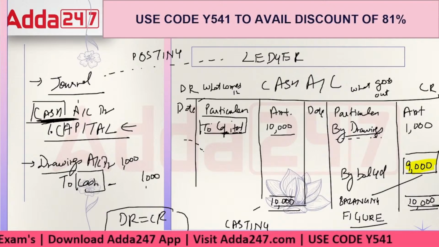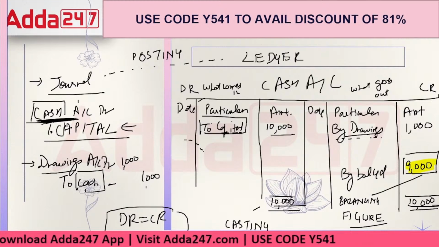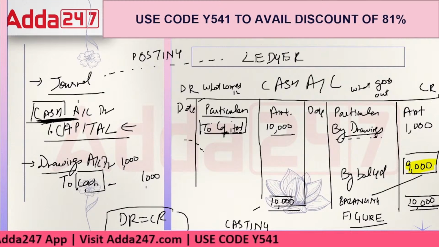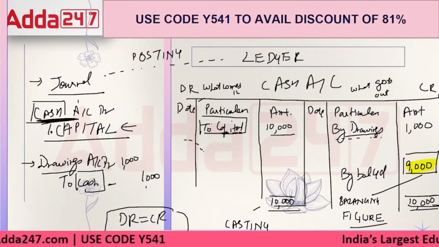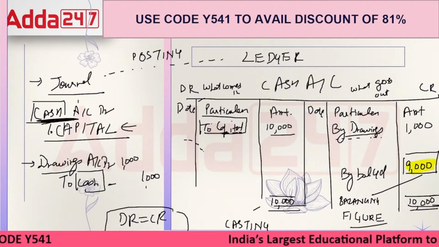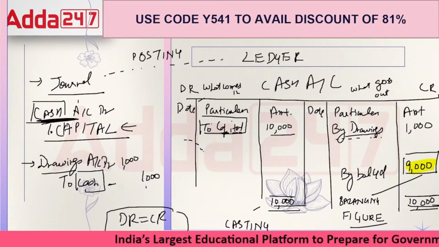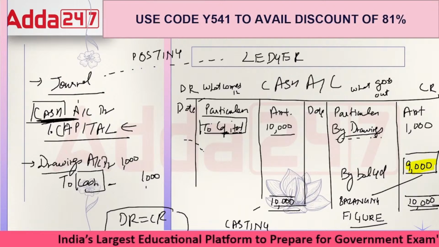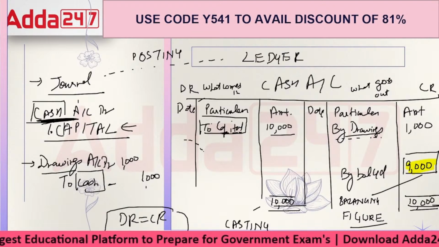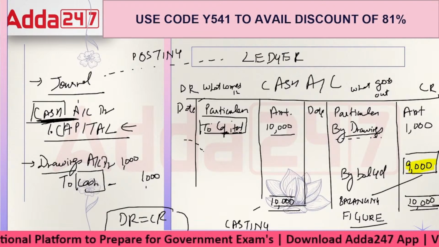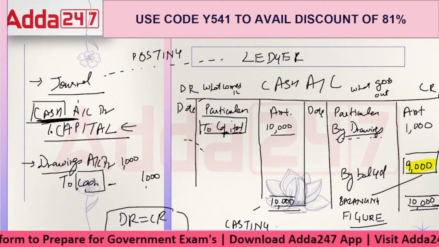As you can see, the cash account is prepared. Why do we have to specify cash time and again when it's written on the top? We won't record the cash account again. We would record it in such a way that it's to capital and by drawings. So basically I'll record only the counterpart because the cash account is already recorded. The remaining part has to be recorded. Right? So this is journal going towards the ledger.